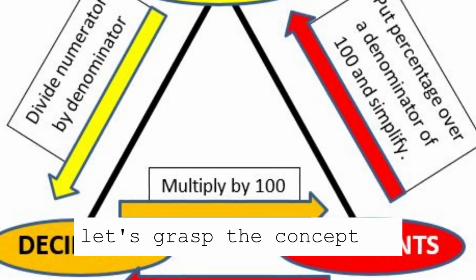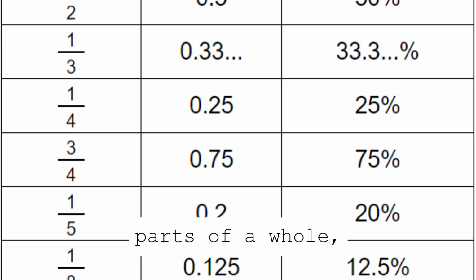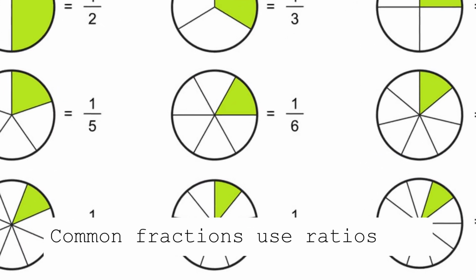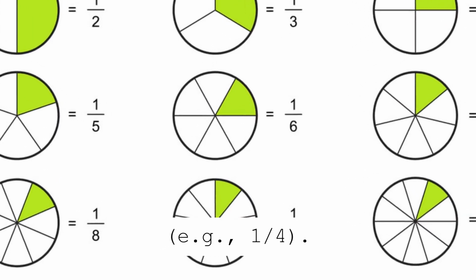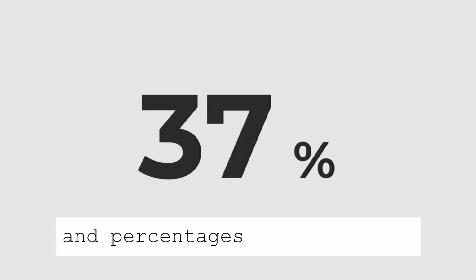First, let's grasp the concept of equivalence. Common fractions, decimal fractions, and percentages all represent parts of a whole, just in different ways. Common fractions use ratios and are expressed as a fraction, for example, 1/4. Decimal fractions use the decimal system, for example, 0.25, and percentages are fractions out of 100, for example, 25%.